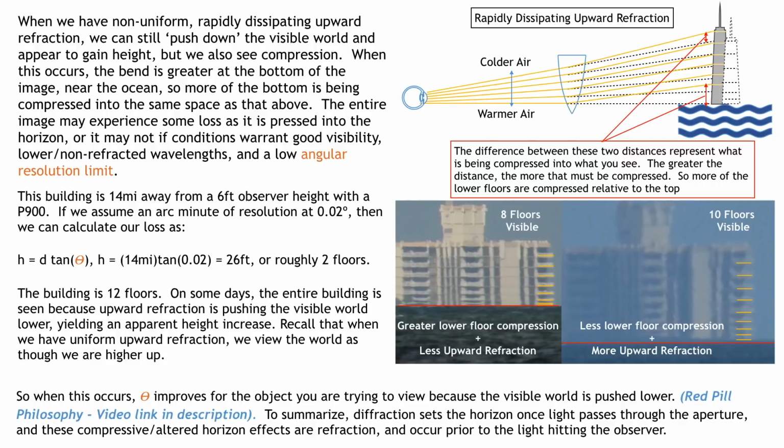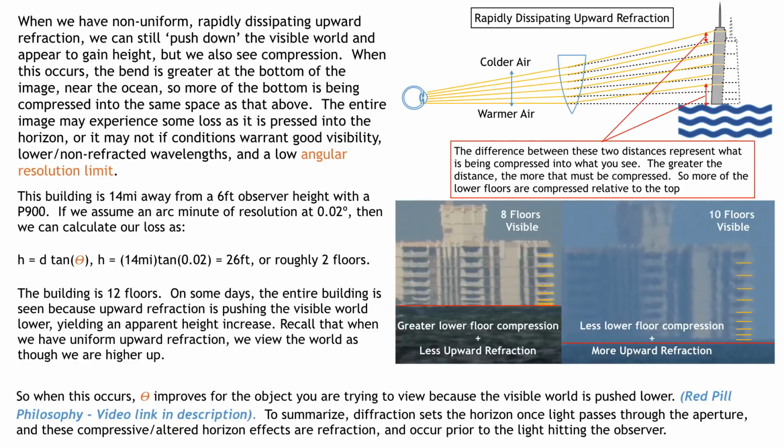On some days the entire building has been seen because upward refraction is pushing the visible world lower in that regard. So it yields an apparent height increase as if I were higher up, but I didn't gain any height. I'm still viewing it as a 6-foot observer, but I'm viewing it now as if, let's say, I was 12 foot high or something to that effect. So recall that when we have uniform upward refraction, we view the world as though we are higher up. And you can see that here in the photographs.